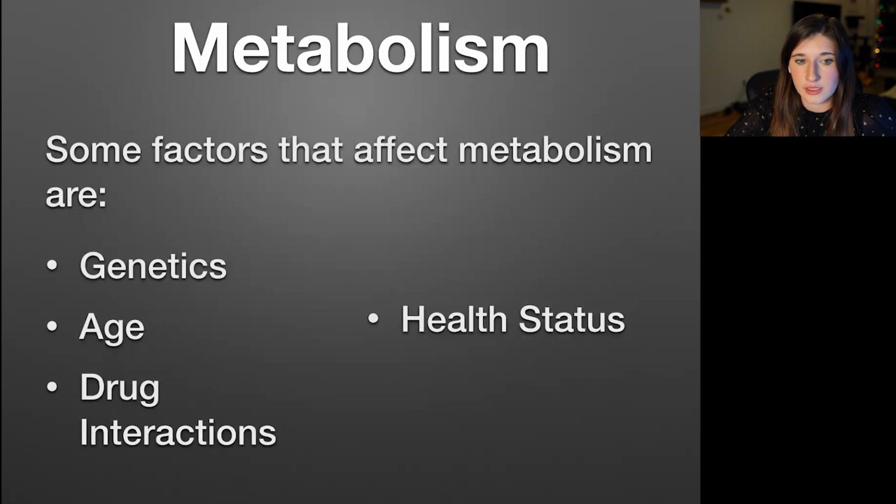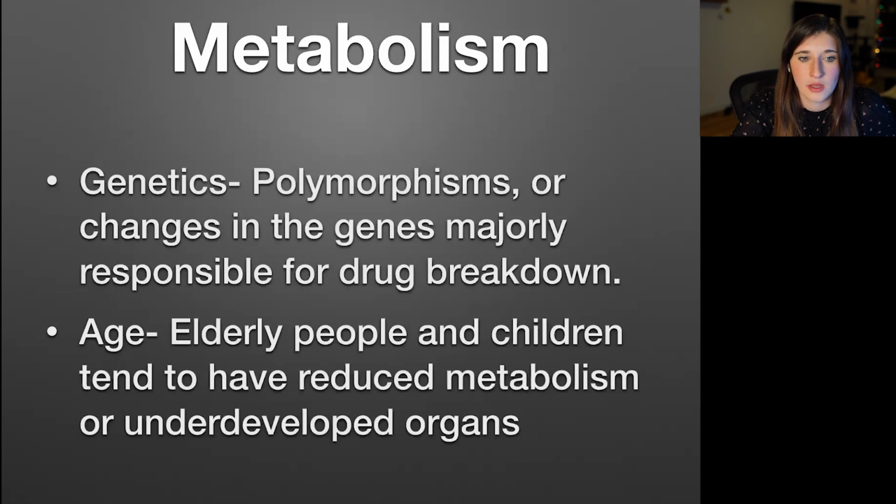There are some factors that just affect metabolism, and those are genetics, age, drug interactions, and health status. Genetics can be affected by polymorphisms or changes in the genes majorly responsible for the breakdown of drugs. Age can be a factor. Elderly people are more likely to have a reduced metabolism, and children are likely to have underdeveloped organs. This is why when you see children's acetaminophen or children's Tylenol or children's Motrin, it's because the drug needs to be made in a way that their tiny little bodies can process it effectively without the drug hurting them.